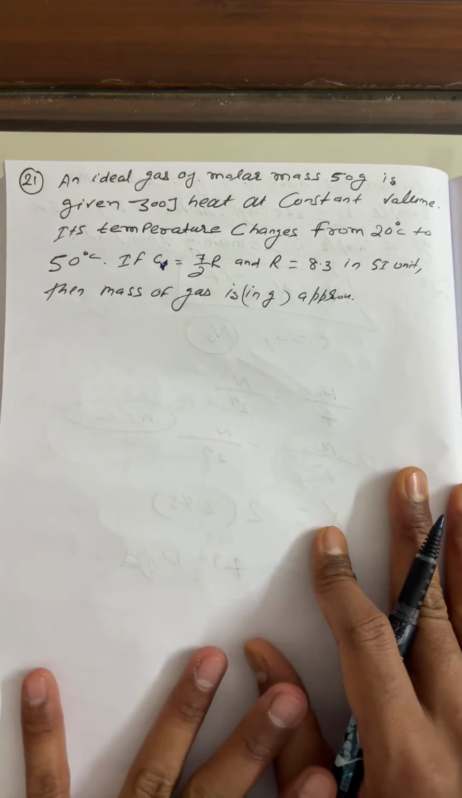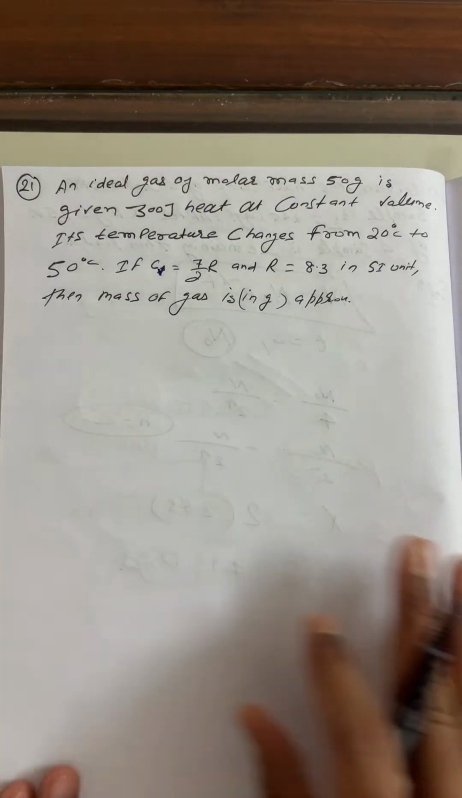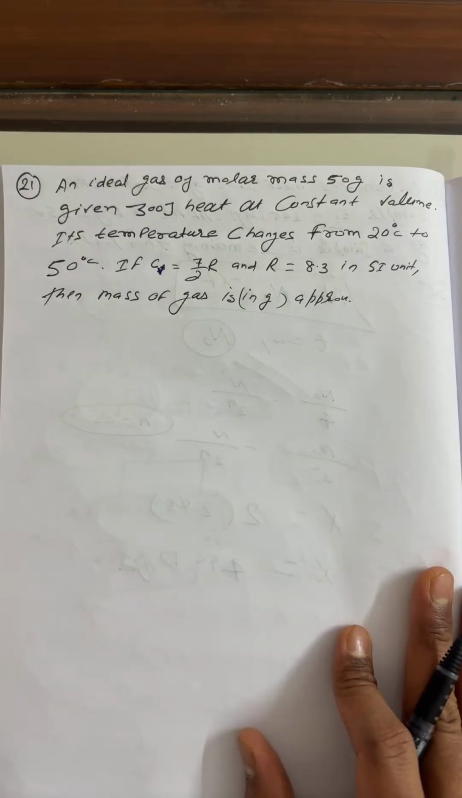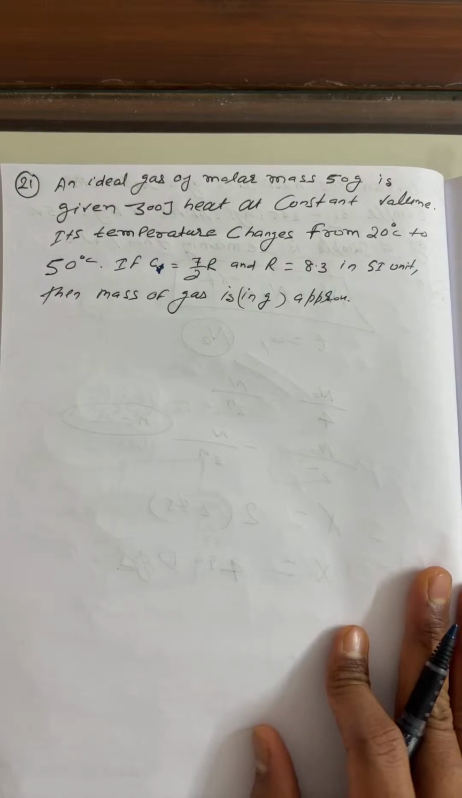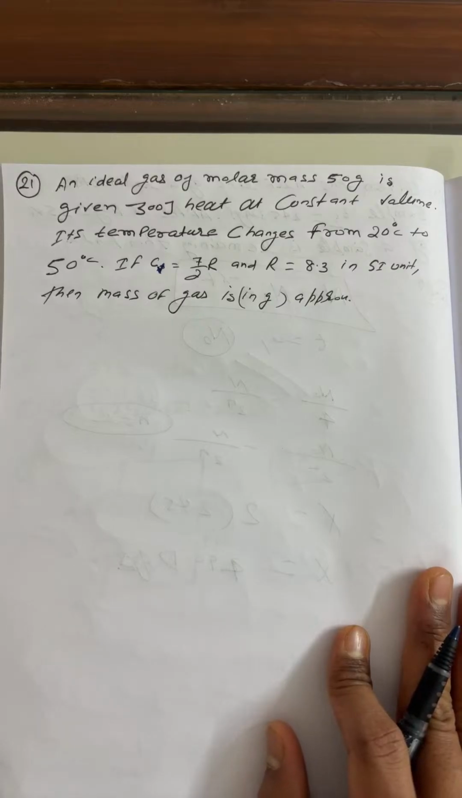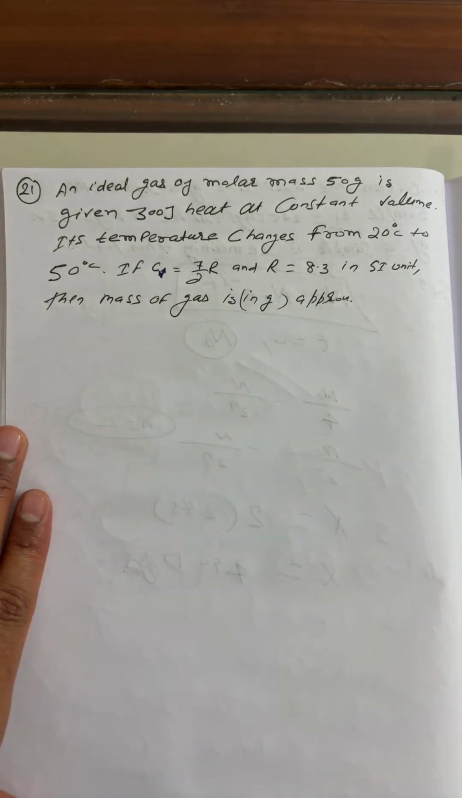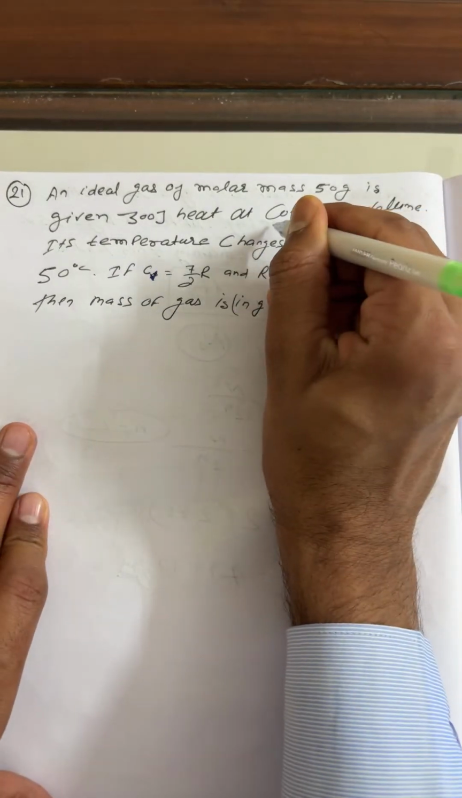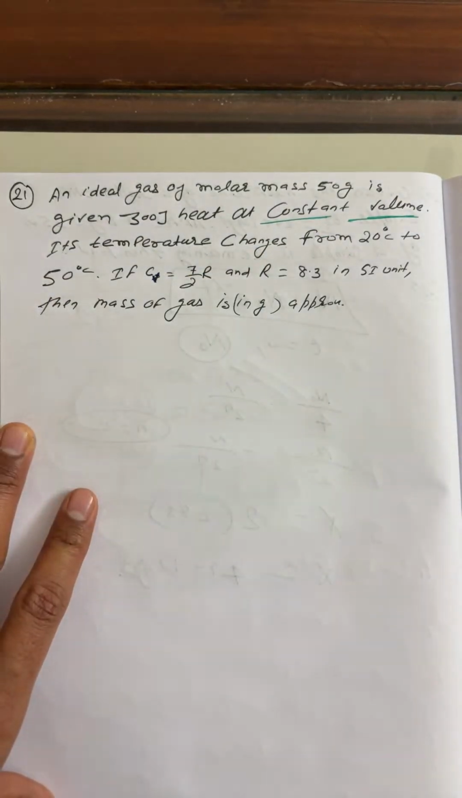Now this is the last question, students, for today's discussion of JEE Main 2024 22nd shift. An ideal gas of molar mass 50 gram is given 300 joule heat at constant volume. Okay, constant volume. You can underline this point. This is constant volume.